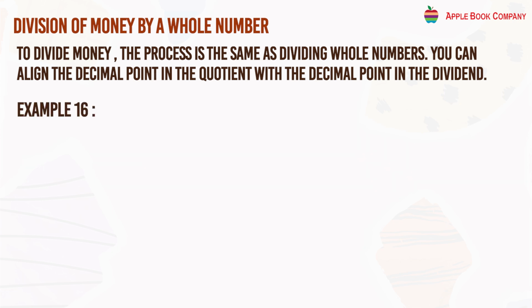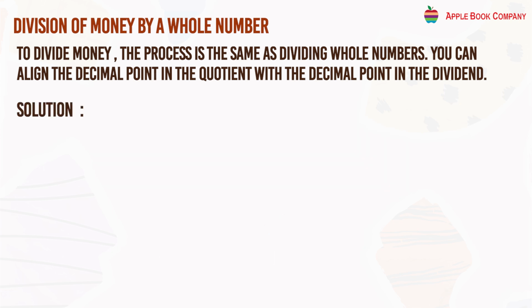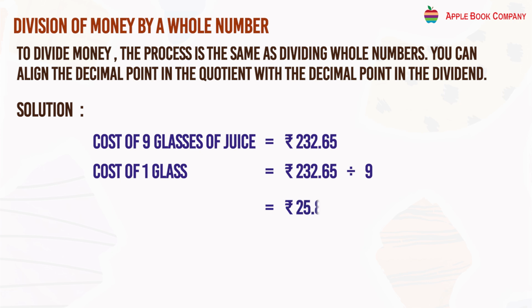Example 16. 9 glasses of juice cost rupees 232.65. What is the cost of 1 glass? Solution: cost of 9 glasses of juice equals rupees 232.65. Therefore, cost of 1 glass equals rupees 232.65 divided by 9, which is equal to rupees 25.85.